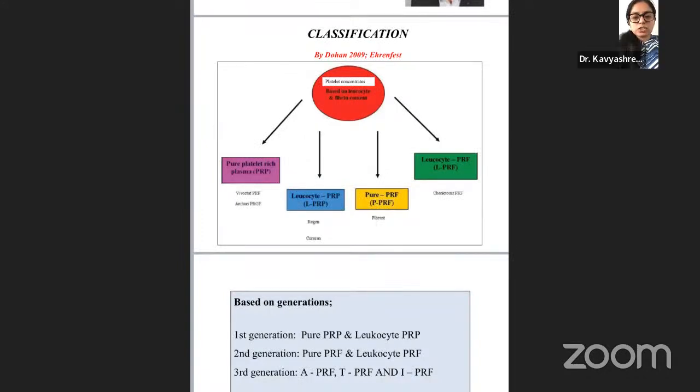Coming to the classification, by Dohan and Ehrenfest et al. in 2009, it was classified into pure platelet-rich plasma and leukocyte PRP, and pure PRF and leukocyte PRF. PRP is platelet-rich plasma, which is in the liquid state while we are injecting it into the specific site. For example, if there is any wound or if any regeneration is required, we inject the plasma into it. Due to the various disadvantages of plasma, they started preparing the fibrin, that is PRF. It is the next generation agent, in a gel form, which is easy for the placement of the platelet concentrate. So the classification is platelet-rich plasma, which includes pure and leukocyte, as well as PRF, which includes pure and leukocyte.